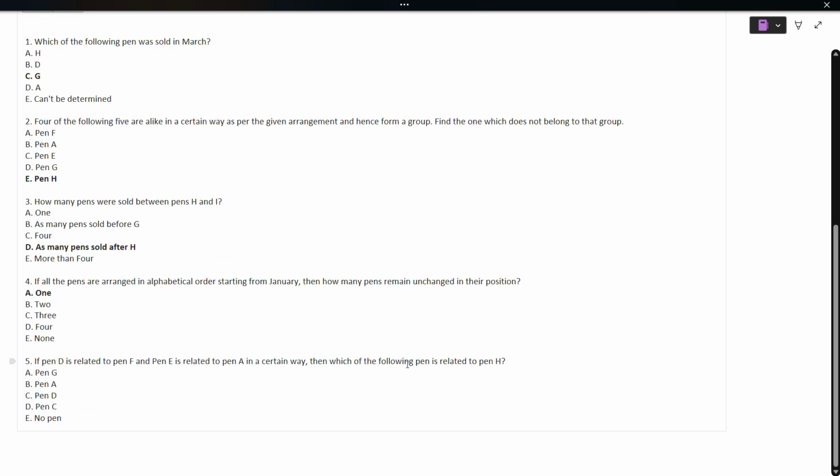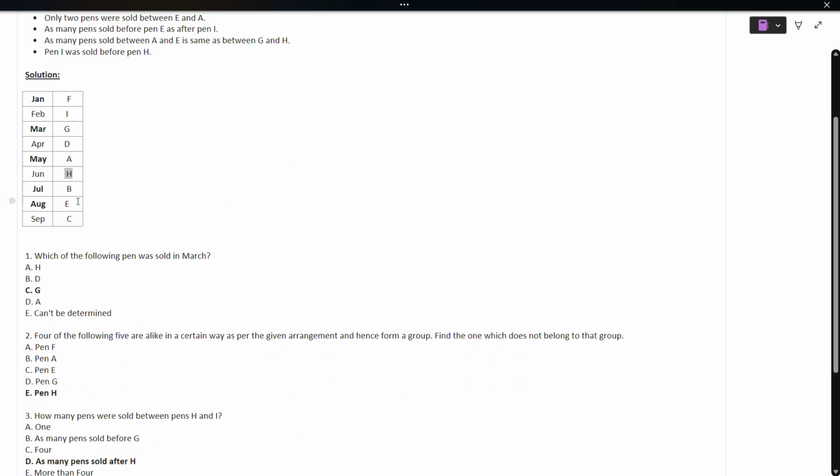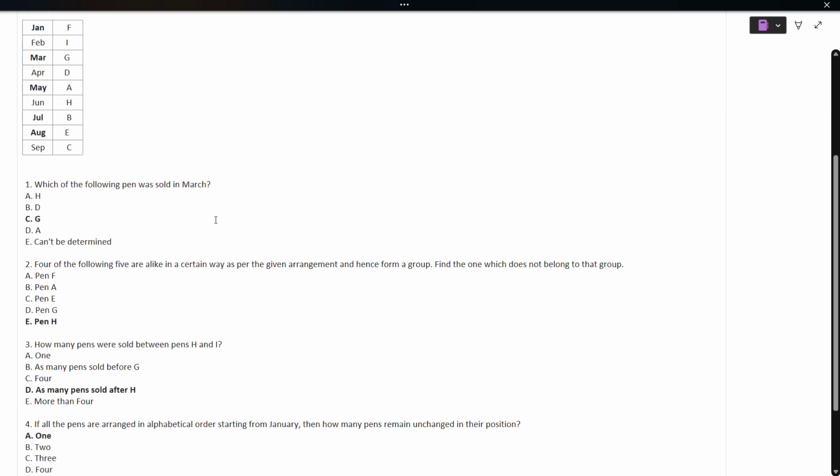Then which of the following pen is related to H? H should come before 2 months of what pen? C. So option D is the correct one. So this is the solution.